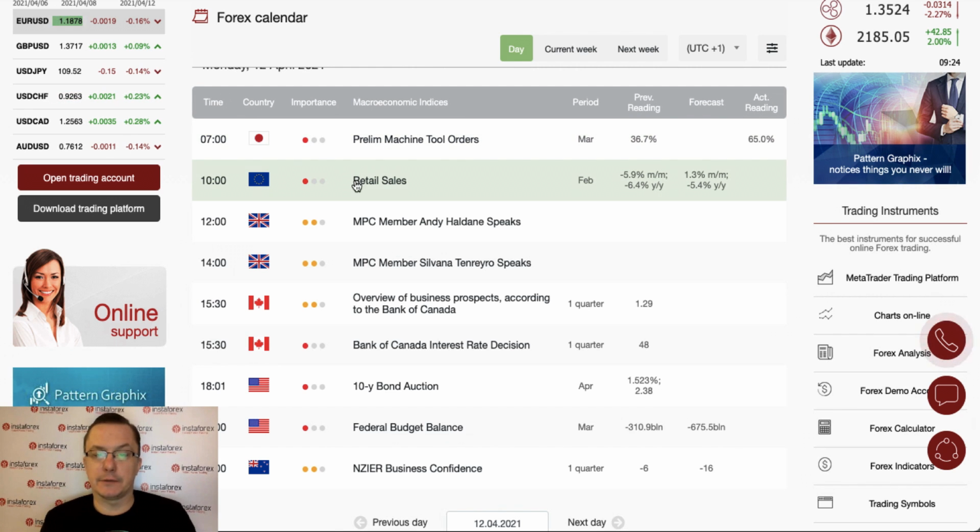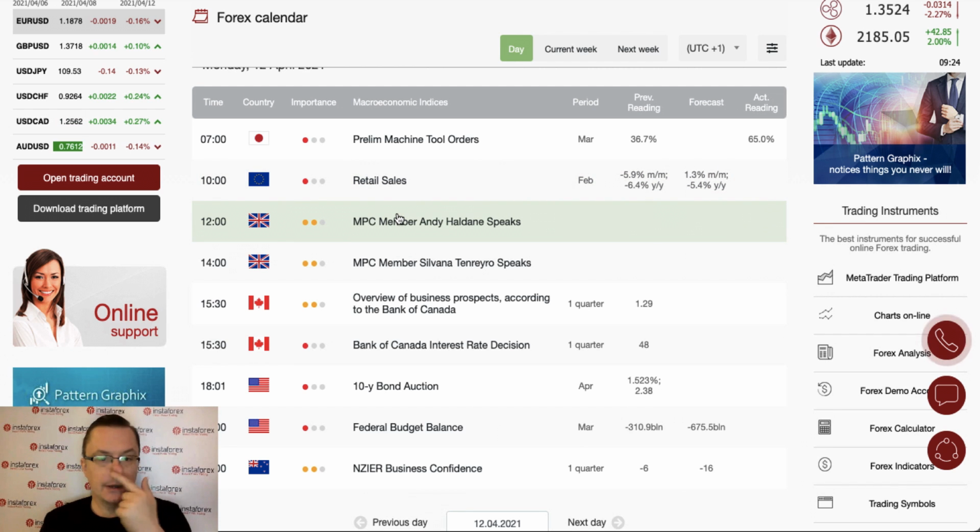We got some data from... Eurozone retail sales are scheduled for release at 10 o'clock. As you can see, there is a forecast of 1.3%, which is a nice jump from minus 5.9% last month. So we will see how the retail sales in the Eurozone are.